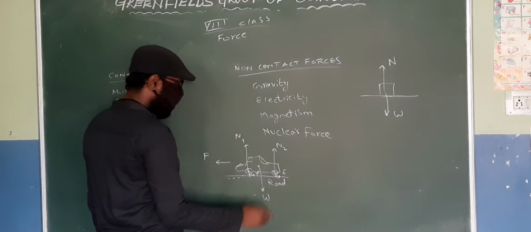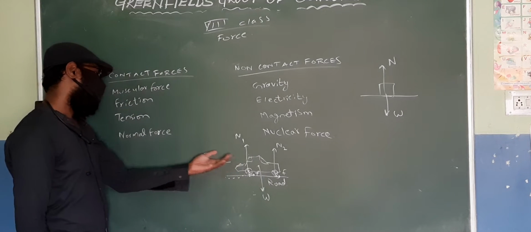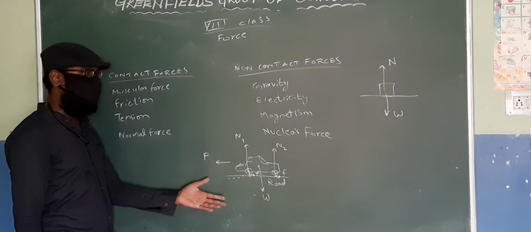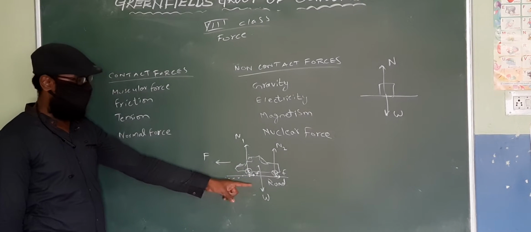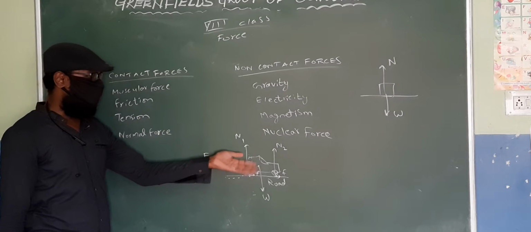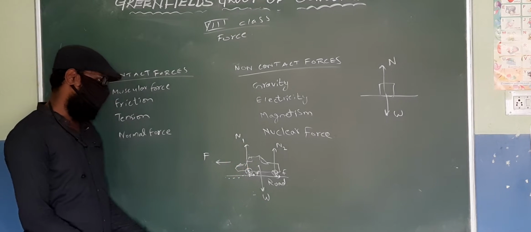And how will we write the friction? Obviously, if the object is moving forward, friction will try to slow it down. Therefore, we put it in the backward direction. So friction is slowing down the car, and the car is accelerating against the friction and moving forward.